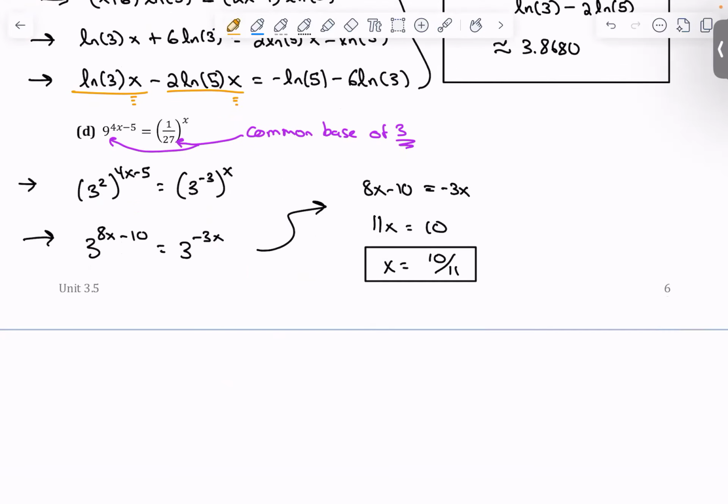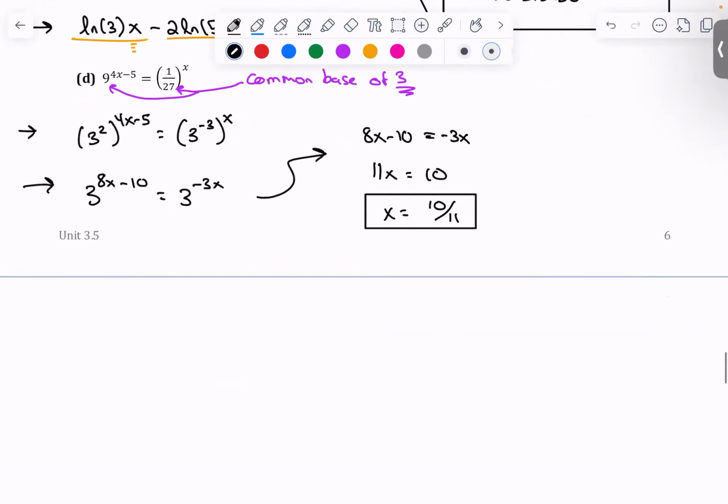Now, if you did not notice that, you might have thought, okay, what I could do, so I've got 9 to the 4x minus 5 equals 1/27th to the x. You could apply natural log, or you could apply log base 9. It's your call. I'm going to apply natural log to both sides. And that allows me to bring the exponents down.